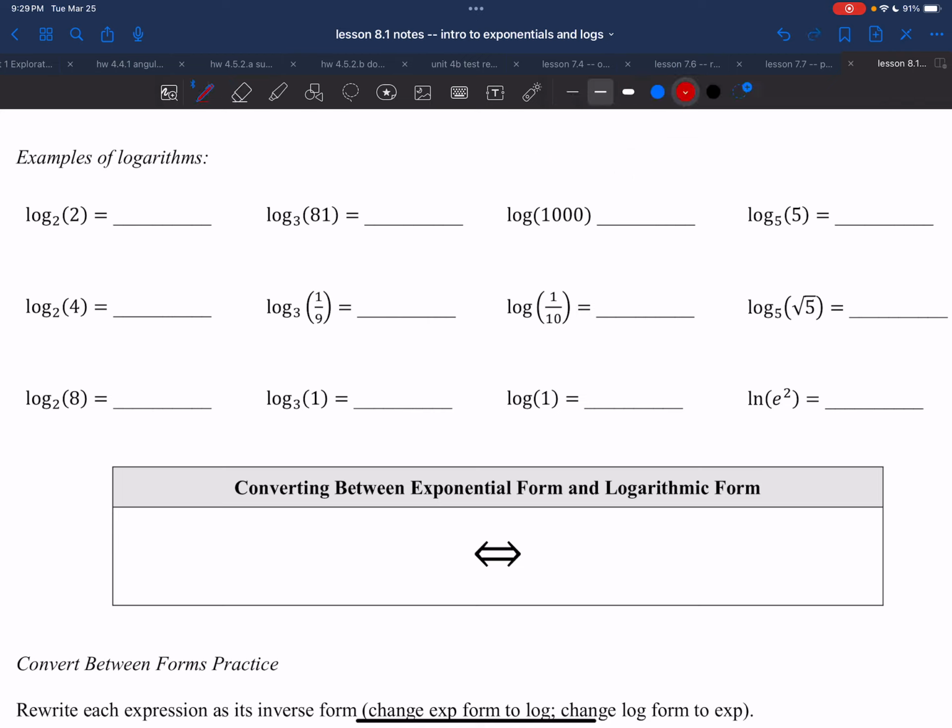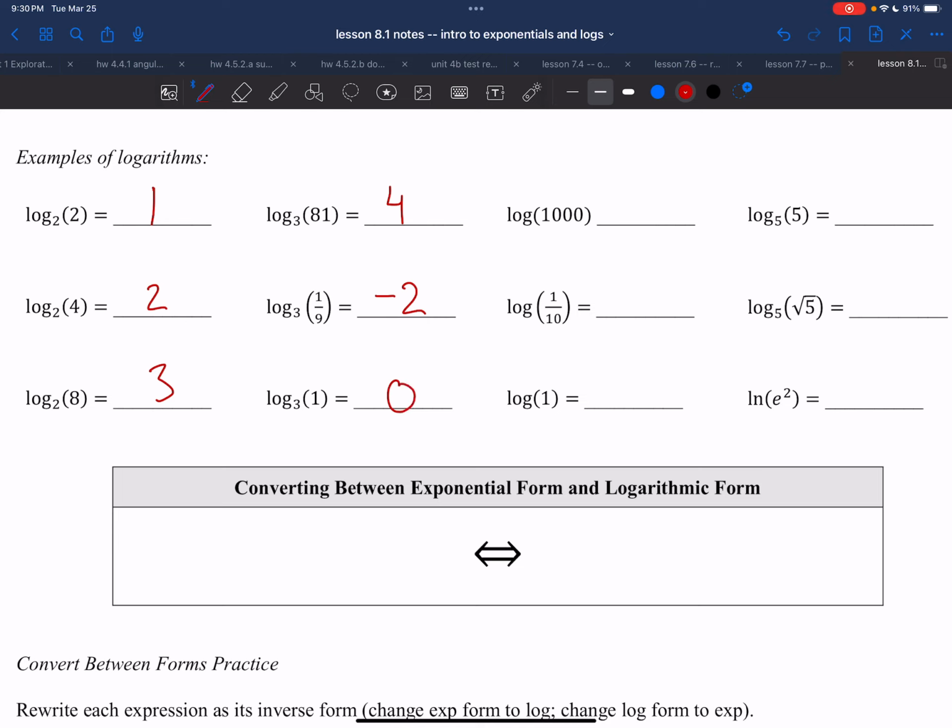Okay, so log base 2 of 2. What is this equal to? It's equal to 1. Log base 2 of 4 is equal to 2. Log base 2 of 8 is equal to 3. Again, your goal is, as I go through these, can you predict the answer that I'm going to say? You might have an idea just from those first three. I'm going to continue. Log base 3 of 81 is 4. Log base 3 of 1/9 is -2. Log base 3 of 1 is 0.